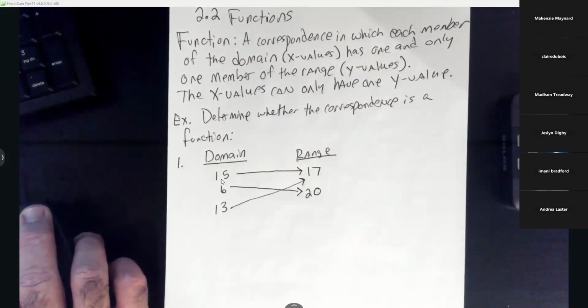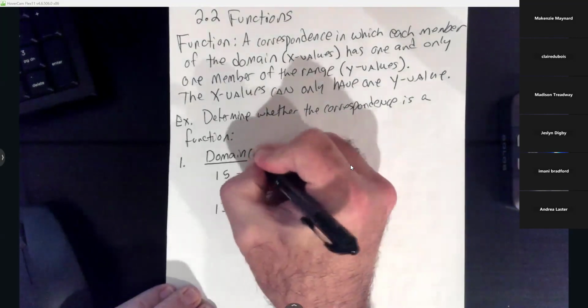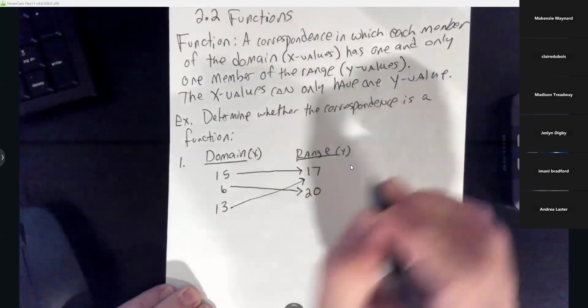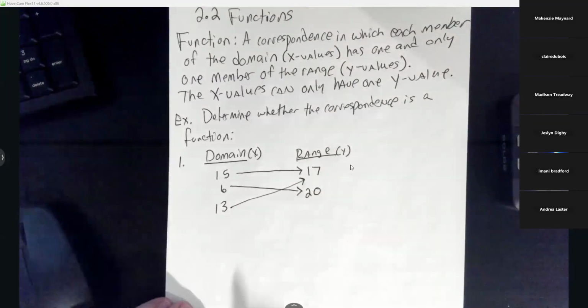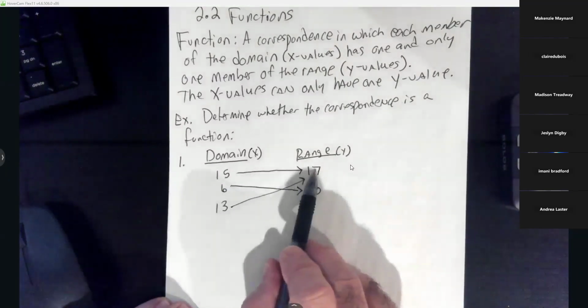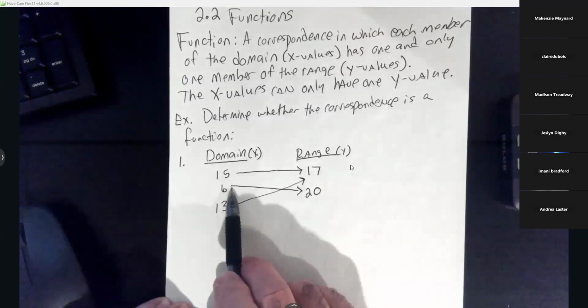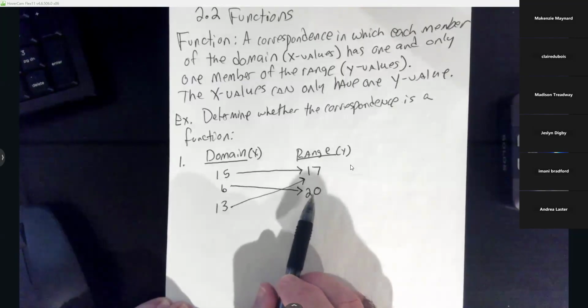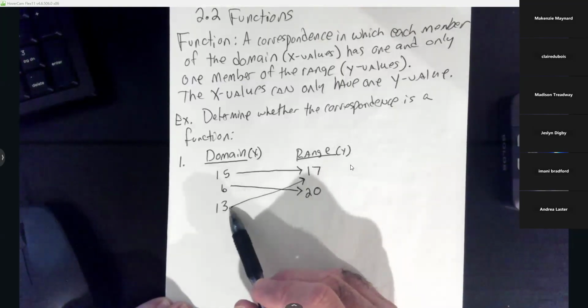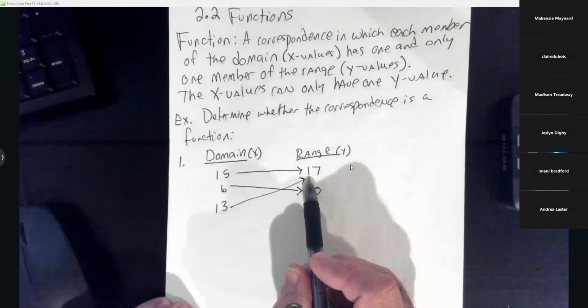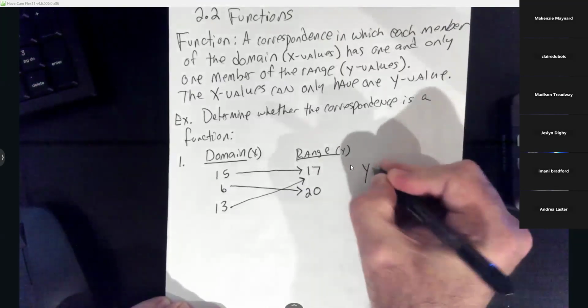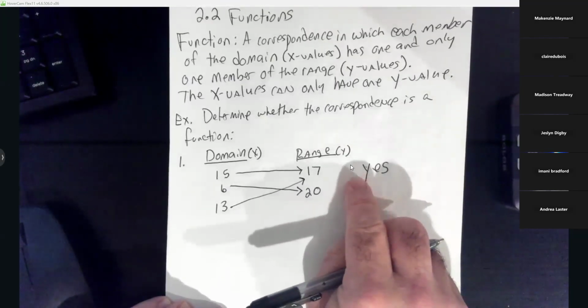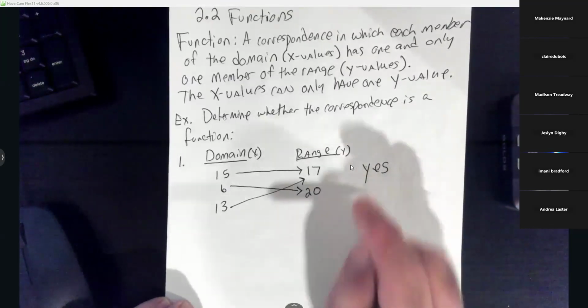Which means that each of these x values over here, since these are my domains, each of my x values point to only one y value. So remember, these are your x and these are your y. Well, y'all, let's see. 15 only points to one y value. 6 only points to one y value. 13 only points to one y value. So for this problem here, this would be yes, a function.